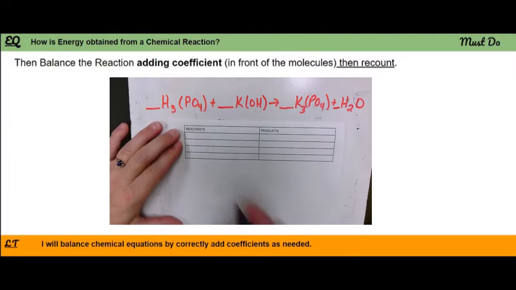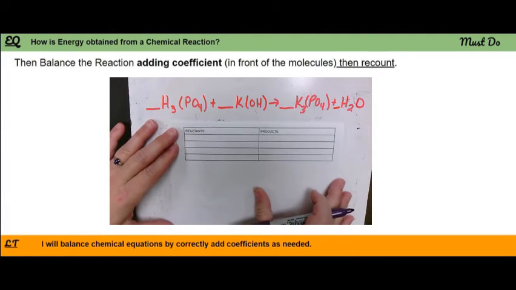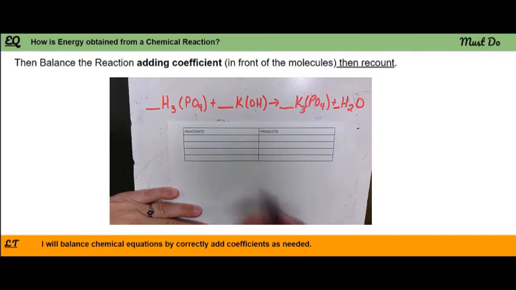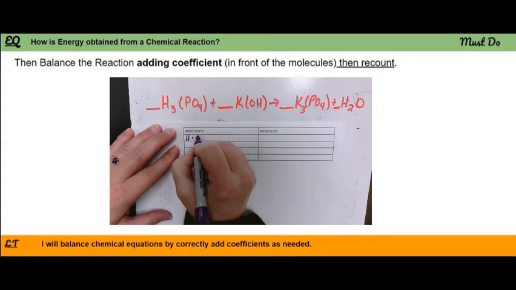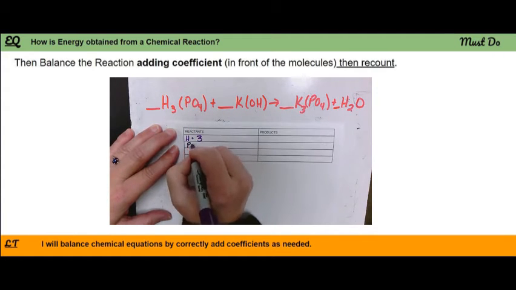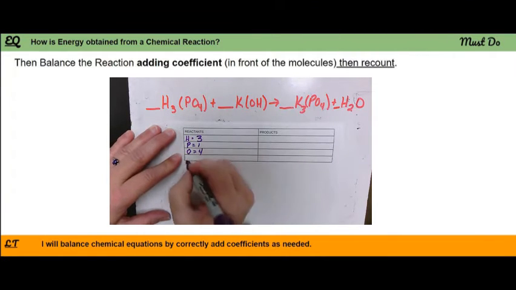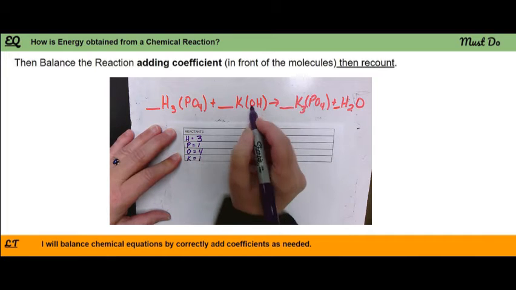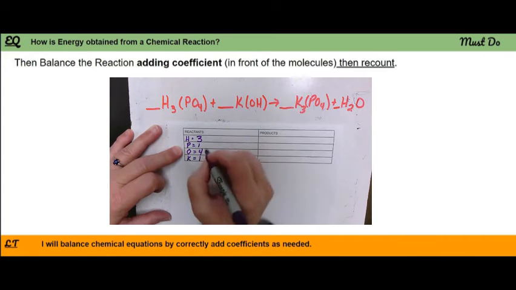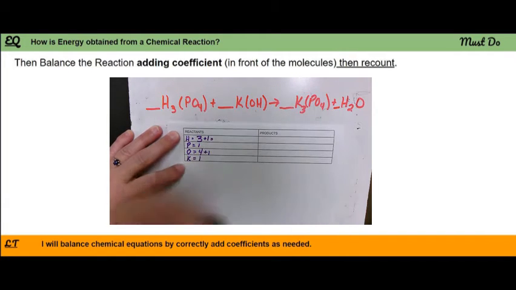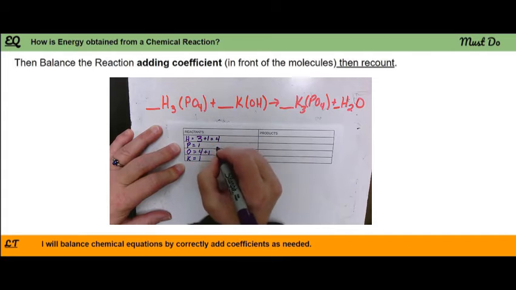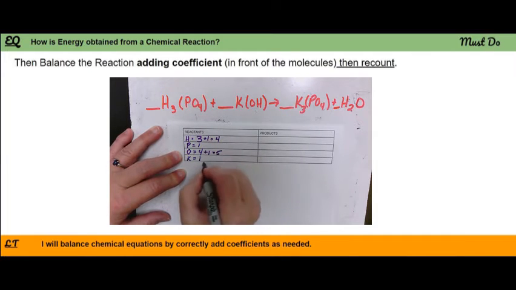Okay, so here's our first example. And remember, the first thing we do is we count, right? We make sure that we know how many of each atom there are. So I have an H, and there's 3. And then I have a P, and there's 1. Then I have an O, and there's 4. Then I have a K, that's 1. And my O here adds to the 4, and my H adds to the H. So I have 4, 1, 5, and 1.